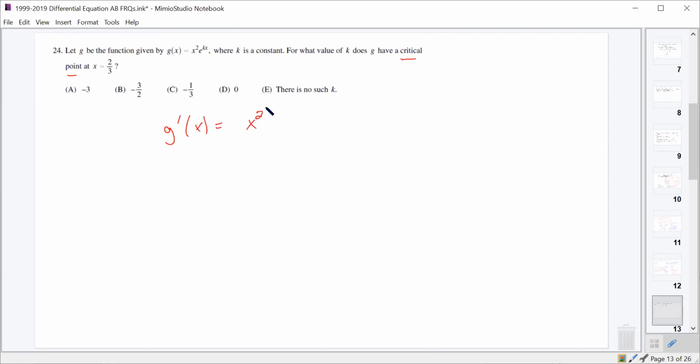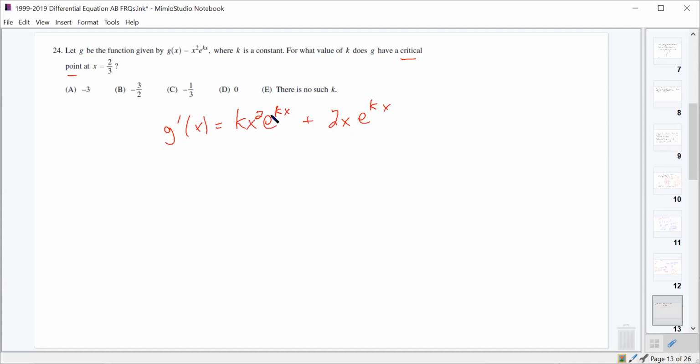X squared times the derivative of e to the kx, which you use the chain rule for, which becomes e to the kx times the derivative of kx, which is k, and then plus the derivative of x squared, which is 2x, and then times e to the kx.